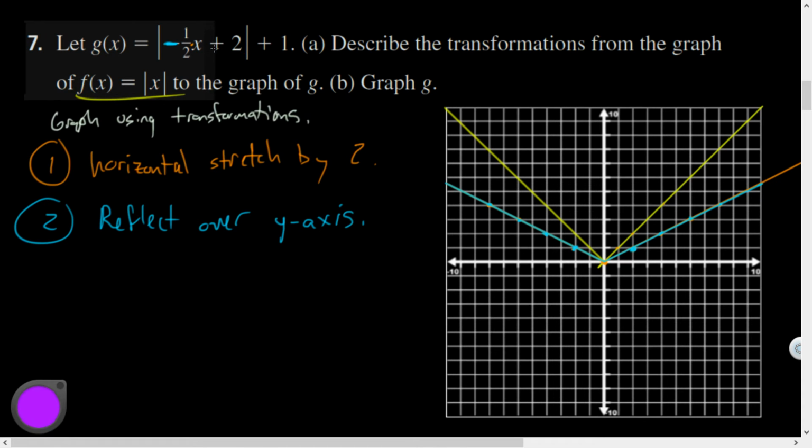Purple, adding 2. In terms of transformations, adding 2 on the inside is going to do the opposite of what we expect. It's a horizontal shift. Which direction? Which way? To the left.